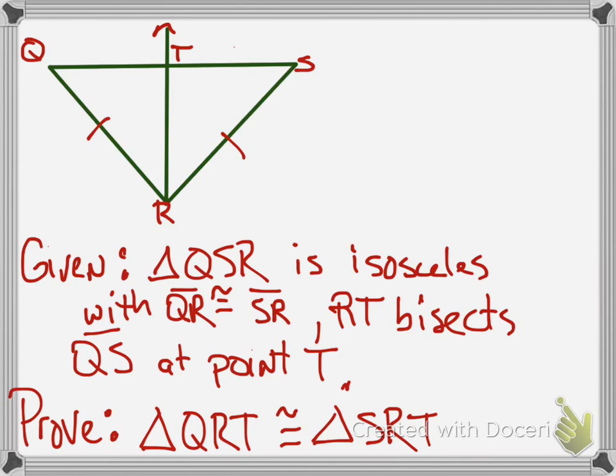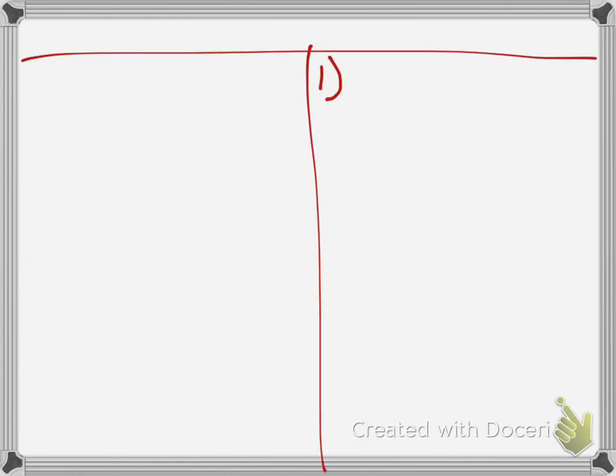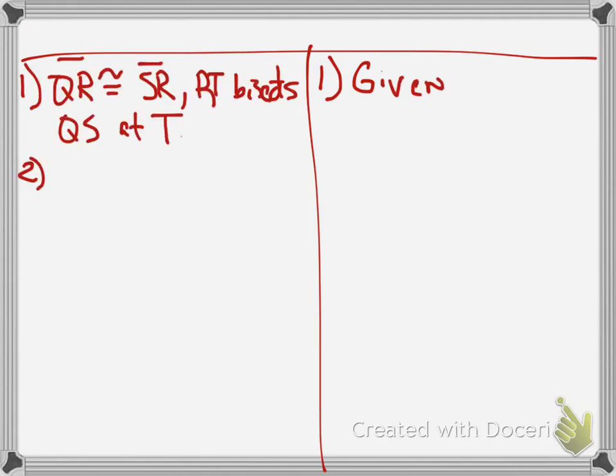Okay, triangle, triangle. Alright, so what do we always start off with? We always start off with the given. So this time I just said, okay, well, based on the given, saying it was an isosceles triangle, QR and SR are congruent. Also, RT bisects QS at T. What does that mean? Well, let's first find out.